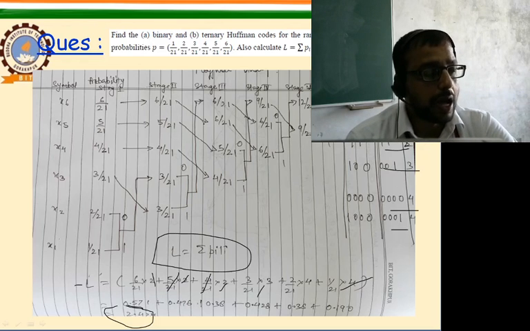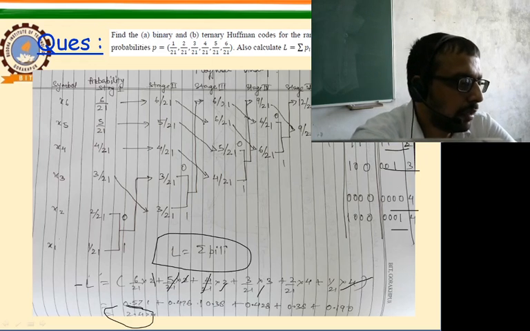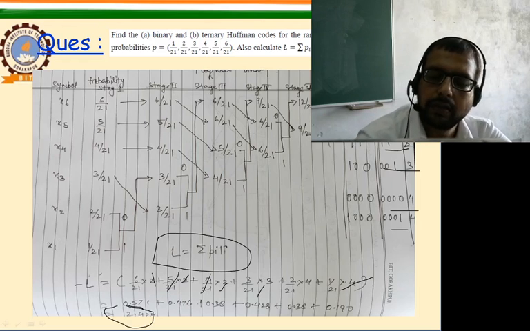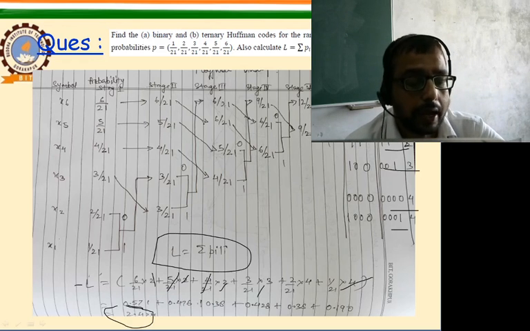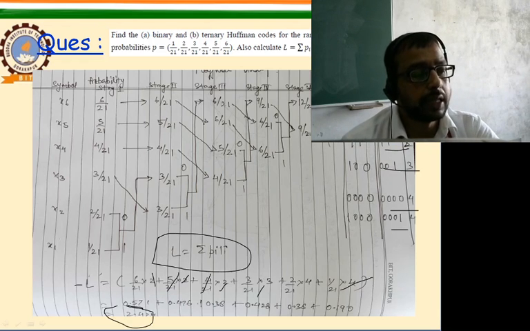One more question asked here is what should be the efficiency. Now again we have to calculate the entropy, using the formula summation i equal to 1 to n, p(x) into log 1 upon p(x) to the base 2, and finally we get H. Efficiency is equal to H upon L. But this numerical simply asks for the expected length. So in Huffman binary, the expected length is 2.42.